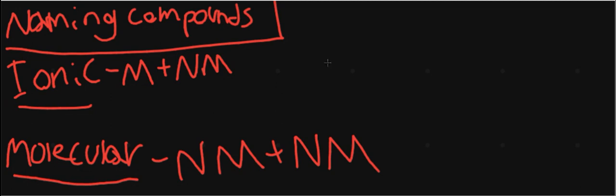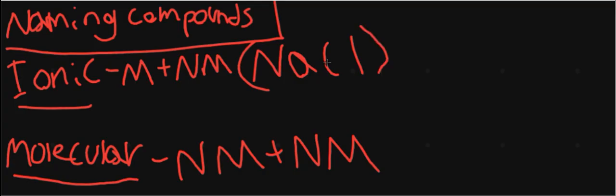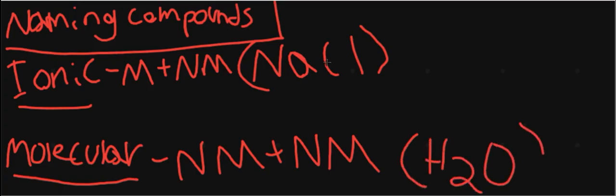Okay, and an example of an ionic compound could be NaCl, commonly known as sodium chloride. And an example of a molecular compound could be H2O, which is water, or the scientific term dihydrogen monoxide.